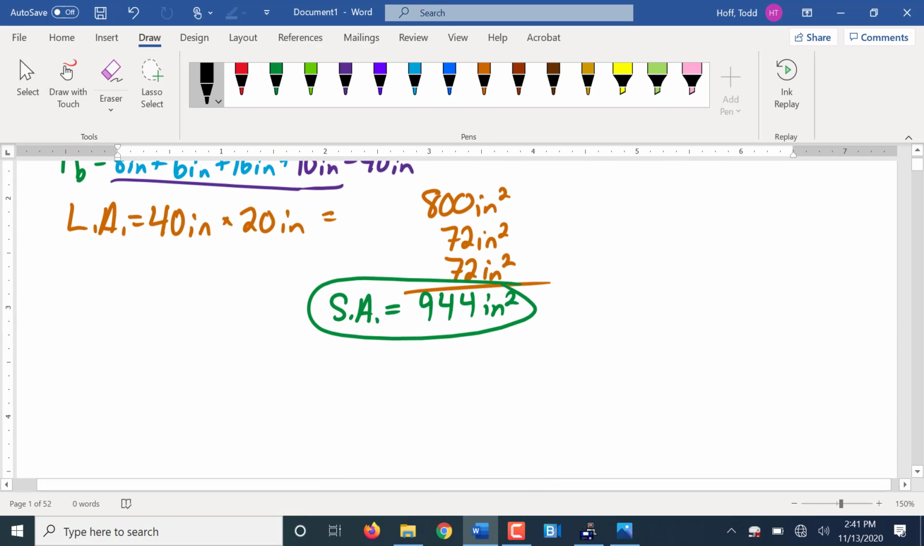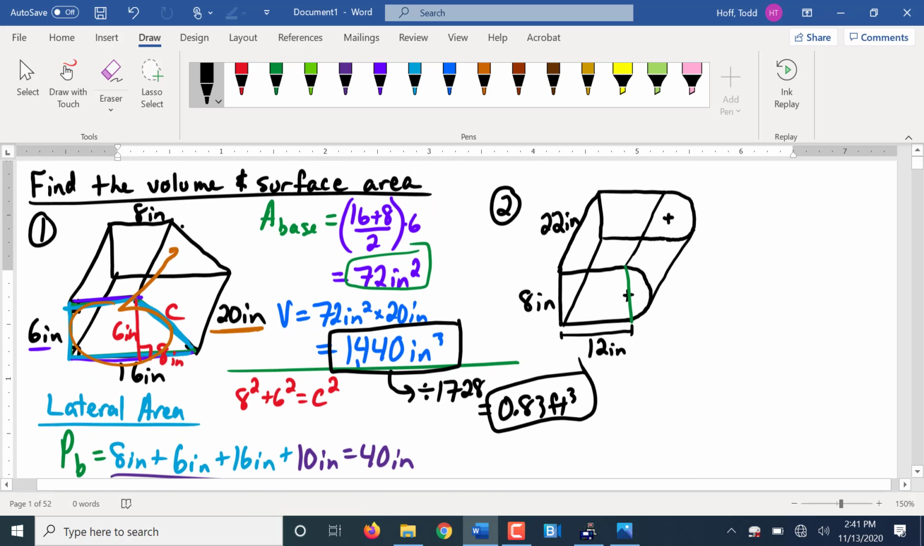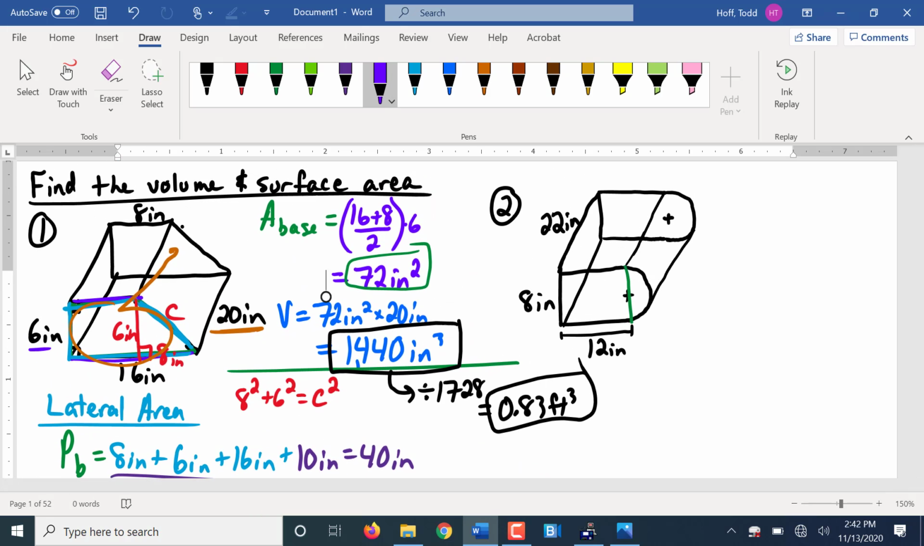How about down here, if I want to convert this into square feet, what do I do? 144, good. What does that give us? 6.56 square feet of surface area. I realize I've been kind of pounding those conversions at you, but it is important to remember that they're different when it's square feet and cubic feet.